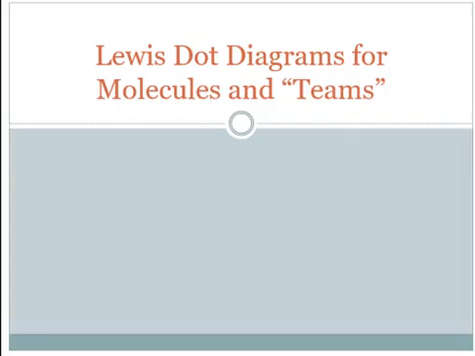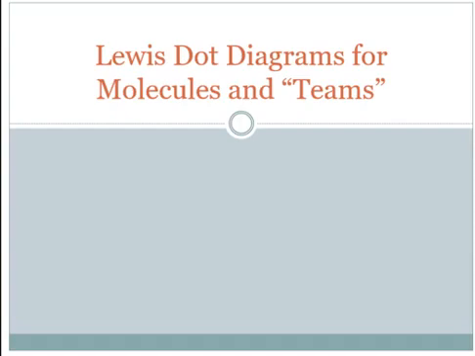Right, let's do Lewis dot diagrams for molecules or teams of elements together, which we mean a polyatomic ion. So either a molecule or a polyatomic ion, which this video is calling a team. All right, so just some background information about Lewis.